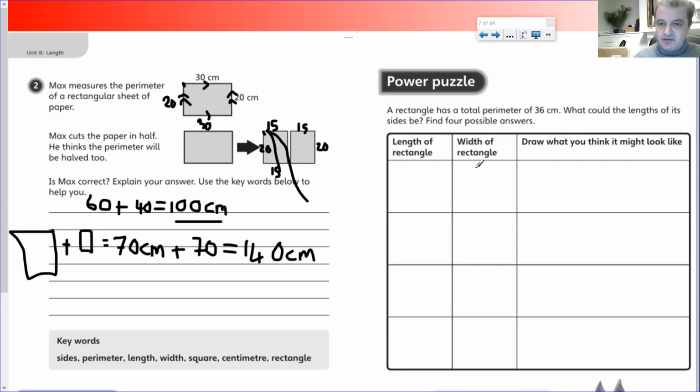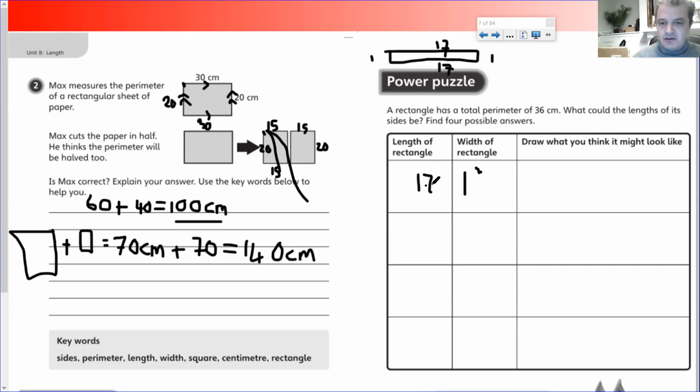If the width was 1, so it's a long, narrow shape. Long, narrow rectangle. This side was 1? This side was 1 centimetre. 36 take away 2 would be 34. And if I divided 34 by 2, its length would be 17. So I could quite easily say the width would be 1 and the length would be 17.